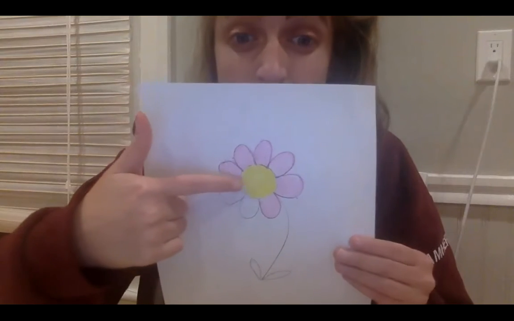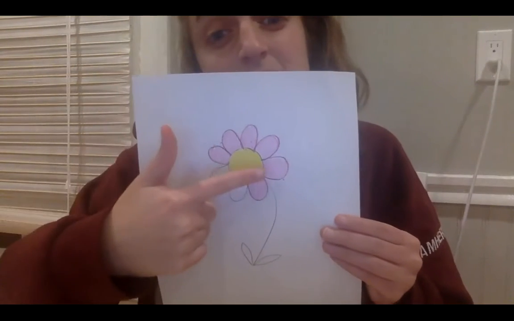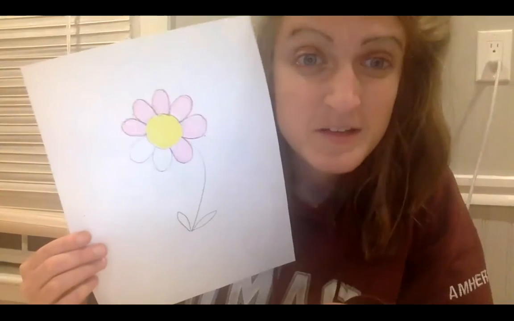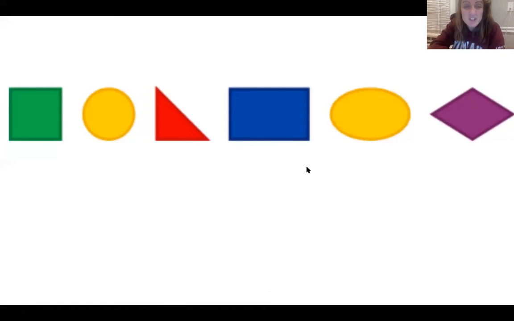A circle, when you add petals and a stem and some leaves, becomes a flower. So friends, mathematicians, take a look at these shapes. Choose one shape and use it to help make a shape picture. We can't wait to see what you create.